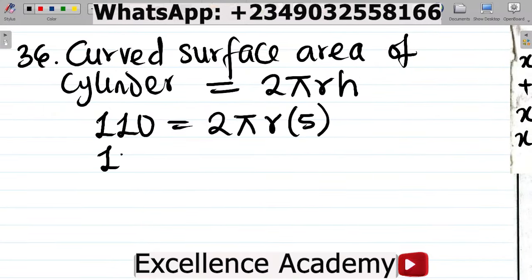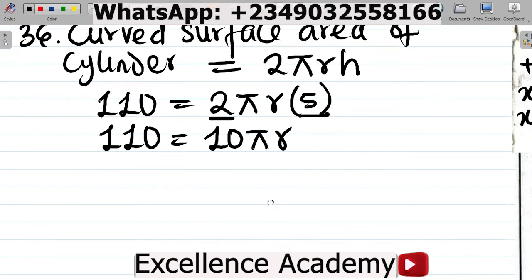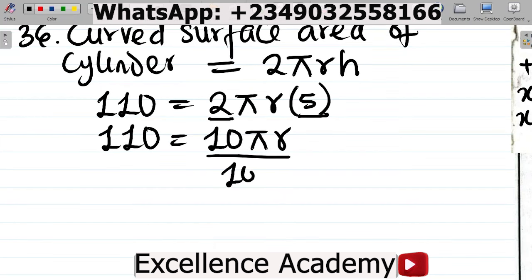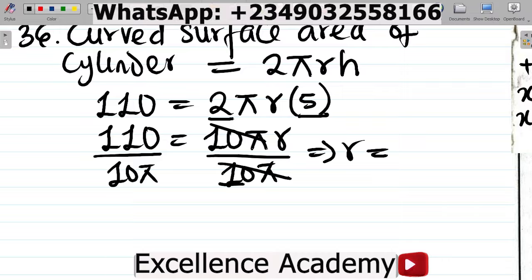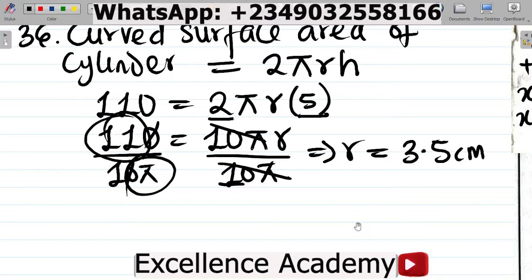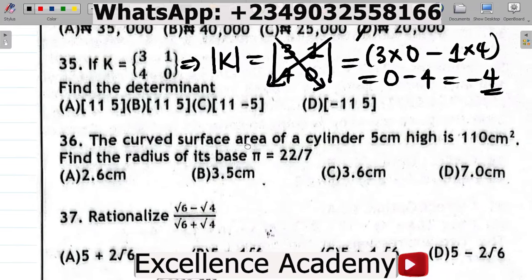All right, let's work on this. This gives you 110 is equal to 2 times 5, that gives you 10 pi r. To get the value of r, I'll divide here by 10 pi. This cancels this. We have that r is equal to 11 over pi. They said take pi as 22 over 7. So 11 divided by, open a bracket, 22 over 7. You have your answer as 3.5, of course in centimeters. So the answer there is 3.5 centimeters.